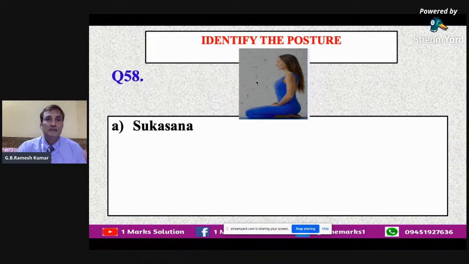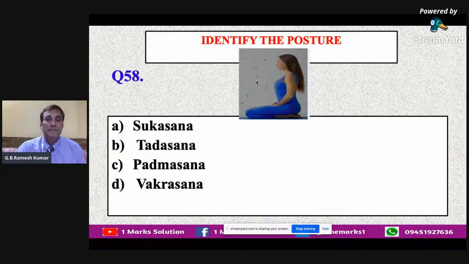Next one, Sukhasana, Tadasana, Padmasana, Vakrasana. Now, this is a comfortable pose, but not Sukhasana. So Sukhasana is not this one. And Tadasana is definitely a standing pose, and Padmasana and Vakrasana are not this either. So the option is Vajrasana. Vajrasana is known as the thunderbolt pose and diamond pose also.